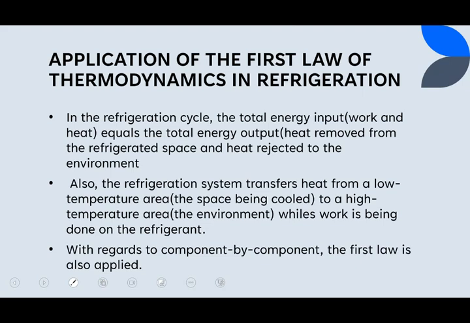Application of the first law of thermodynamics in refrigeration. In the refrigeration cycle, the total energy input equals the total energy output. Also, the refrigeration system transfers heat from a low temperature area to a high temperature area whilst work is being done on the refrigerant. With regards to component by component, the first law is also applied.